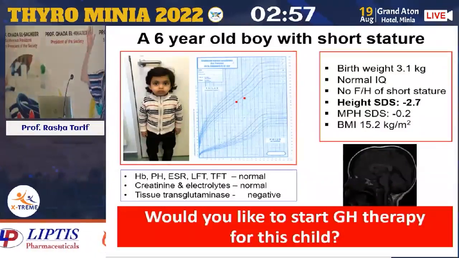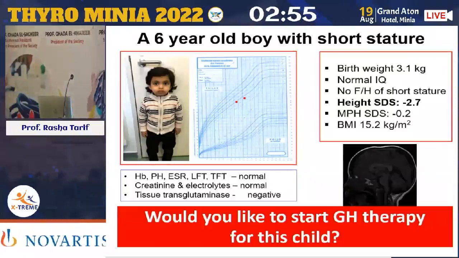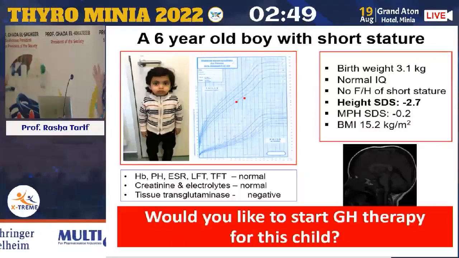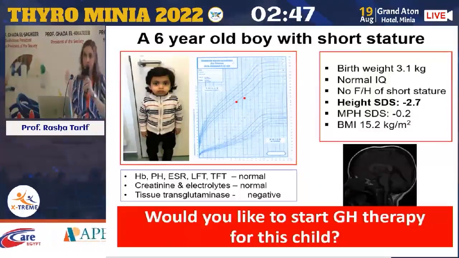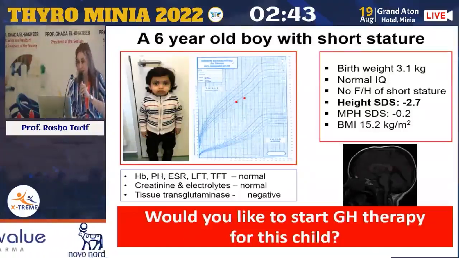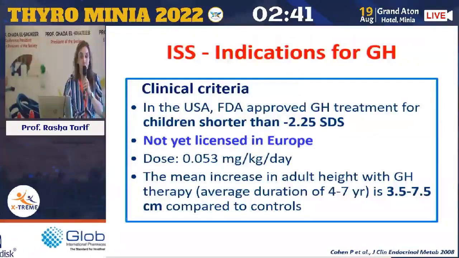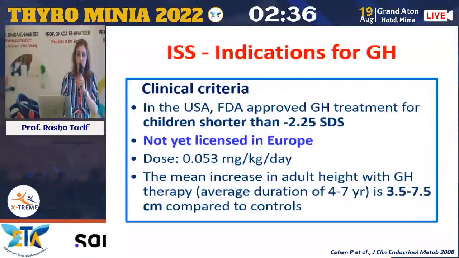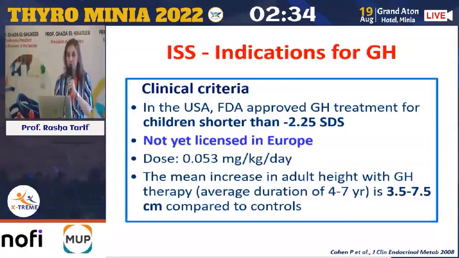I agree with you. Yes, I would like to start, especially that the child is very short. He is not improving. He is psychologically upset. Let me tell you that it is approved by FDA, but not approved in Europe. So there is a debate whether to give or not. In USA, FDA approved treatment for ISS less than minus 2.25. It is not yet approved in Europe.